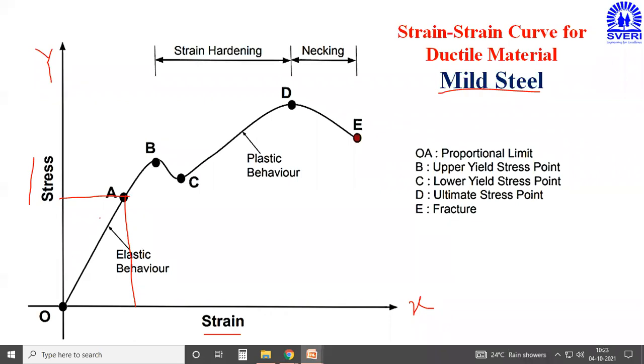That means this point A will be considered as an elastic limit point. At this particular point A, whatever the amount of stress induced, the same amount of strain will be induced in the same body, or whatever the amount of strain is induced, the same amount of stress will be induced in the same body, because the stress is directly proportional to the strain. And this particular portion O to A is called the elastic behavior.